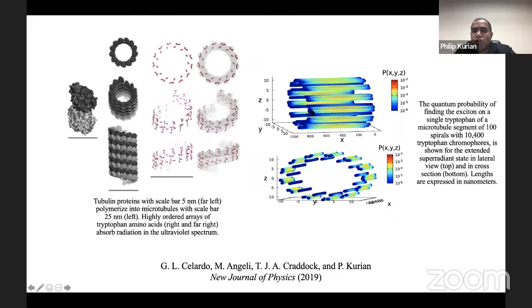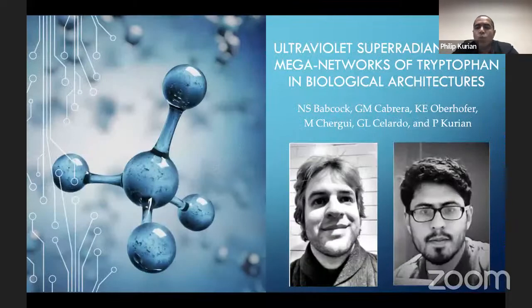This is for a superradiant state in lateral view and in cross section. So here's the more recent work that combines experimental work with our collaborators, Majed Chergoui's group in EPFL in Switzerland, and Luca Cilardo's theory group in Florence, and our colleagues in Mexico who are part of the QBL.